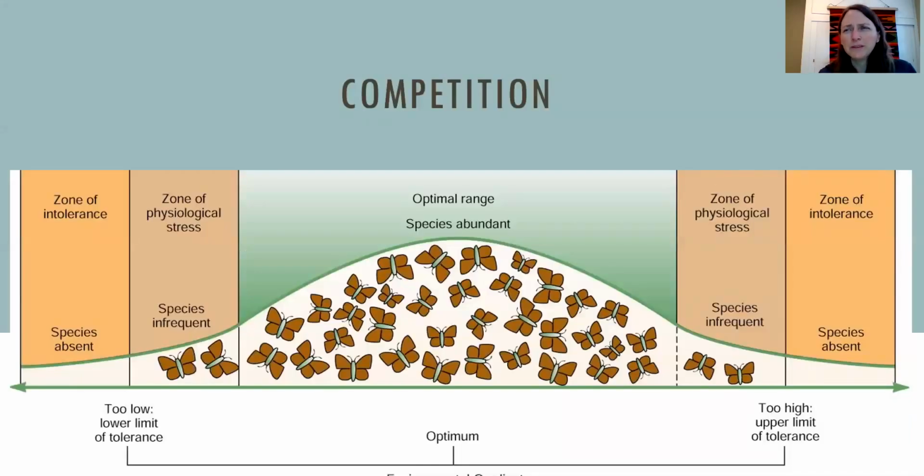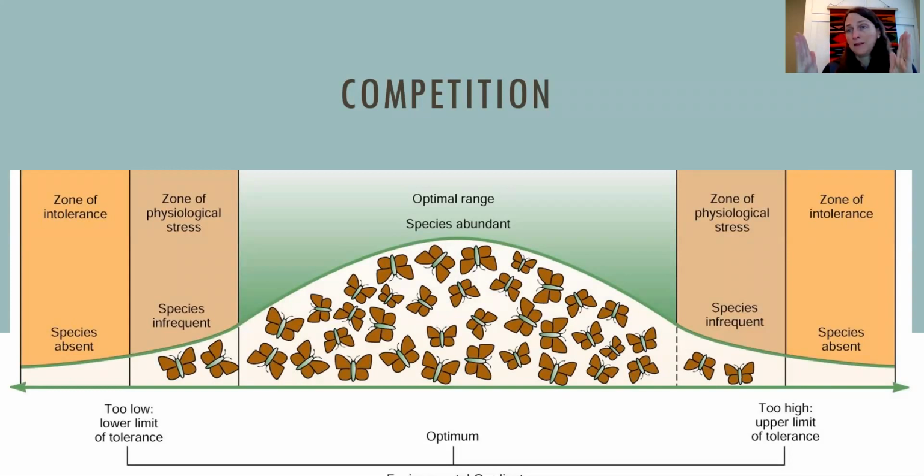Okay, so real briefly, although this chapter doesn't go into competition much, it is an interesting interaction between species. And so I just wanted to lay this out, that for any given species, say this butterfly, there's an optimal range where that species is really abundant across some environmental gradient, right? And so there's some optimum. So you could say this is a temperature gradient or moisture gradient or whatever environmental gradient you're thinking of, there would be an optimal range.